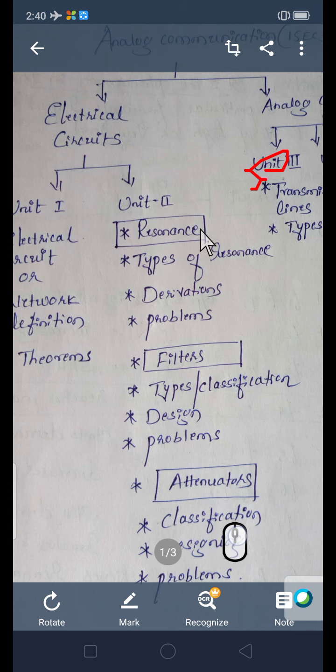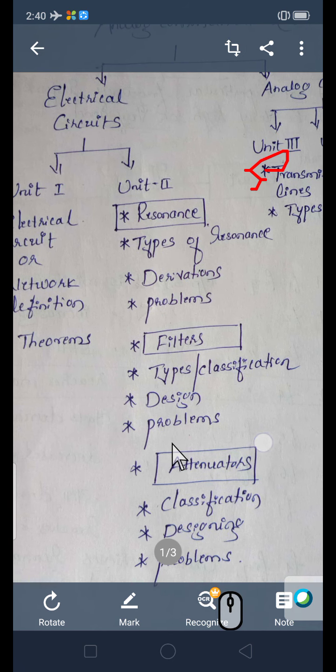A filter is nothing but an electrical circuit. What is a filter, what is an attenuator, their different types, design equations, so many things you are going to study about resonance, filters and attenuators under unit 2. So unit 1 and unit 2 are concerned with electrical circuits.